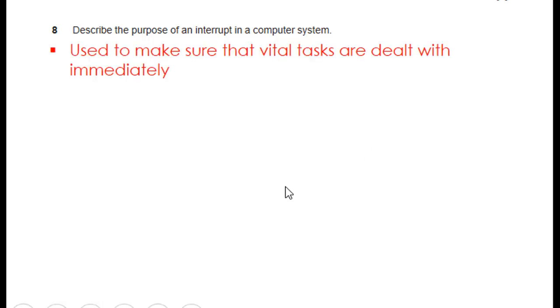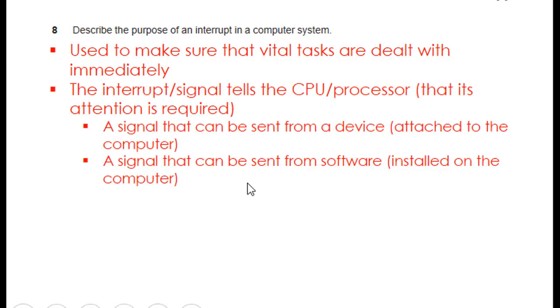The purpose of interrupts is mainly to make sure vital tasks are dealt with straight away. Usually an interrupt signal tells the CPU that attention is required. It's either sent from a device, like a keyboard, a mouse, or a printer, or it's sent from software that something needs to be done.